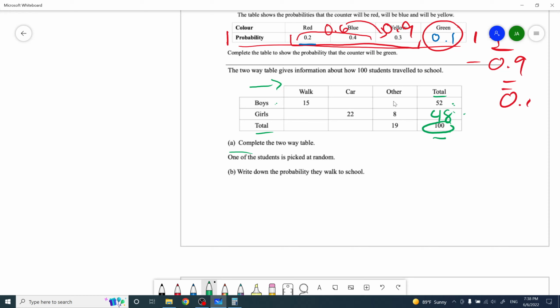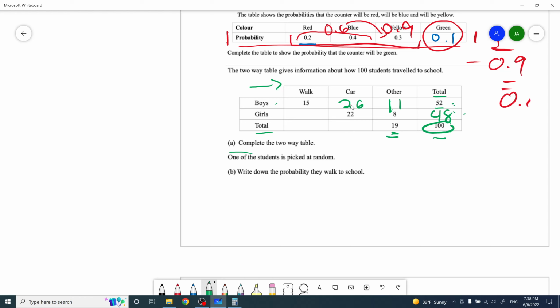So I can see here, for example, that this total is 19. So I need something plus 8, which will give me 19. Or in other words, 19 minus 8 will give me what's left here. That would give me 11. Now I can see that I've got a total here of 52, and I've got 15 plus something plus 11, which will give me 52. Well, that must be what? So 15 plus 11 is 26. 52 minus 26 is actually 26 again.